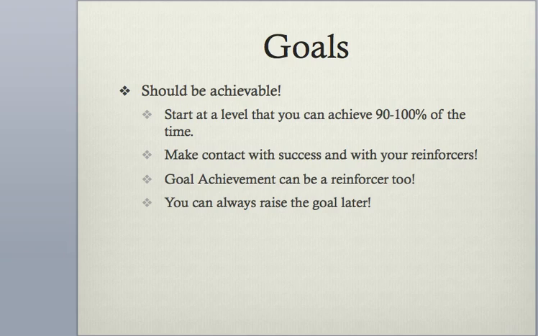You need to make contact with your success, and you need to make contact with your reinforcers early on. Goal achievement can be a reinforcer too. You're going to be recording these on a graph, but maybe you want to maintain a star chart too that you put on your bedroom door so that your roommates can see how well you're doing. Remember that when you make a change in your behavior that increases the odds of success, you can always choose to raise that goal later. So I want you to be conservative in the amount of behavior change that you think you're going to make. And that's huge.